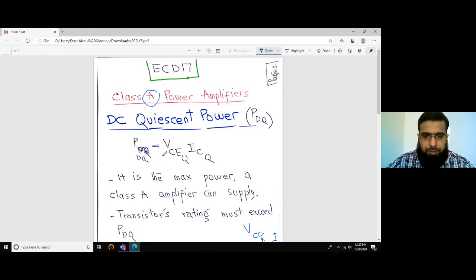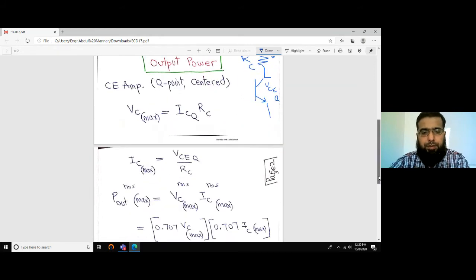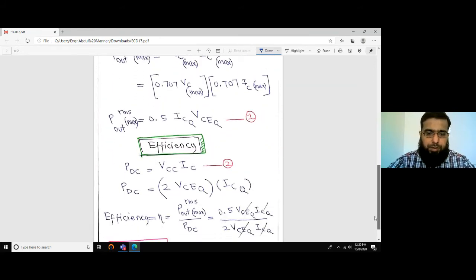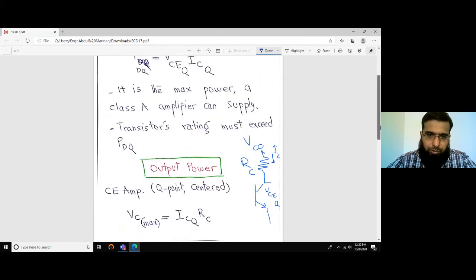DC quiescent power is the first topic we will study, and then we will study the output power, maximum output power, and the third thing that we will study in this lecture is the efficiency of a class A amplifier. So let's start this short lecture.